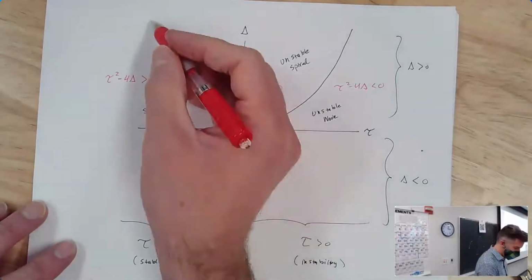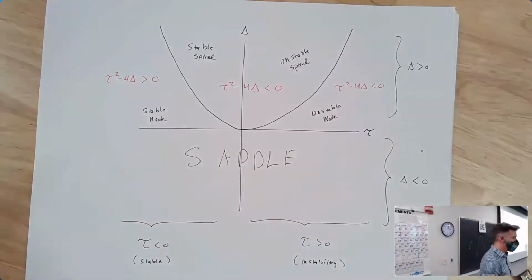And this is the parabola that kind of decides that. So if you're trying to use the trace-determinant method, look at the determinant. Negative, saddle. If it's positive, then you ask yourself, okay, is my trace positive? Unstable. Is my trace negative? Stable. Right, because it's not a saddle anymore, so it's not like one or the other.